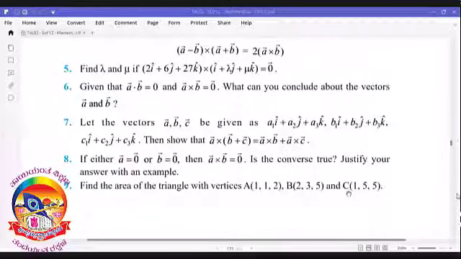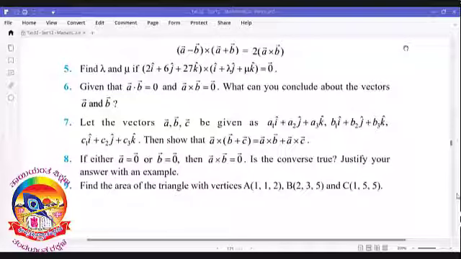And ninth problem, observe that. Observe that ninth problem. Find the area of triangle, right? Find the area of triangle formed by the three vertices. Capital A is 1, 1, 2. B is 2, 3, 5. C is 1, 5, 5.